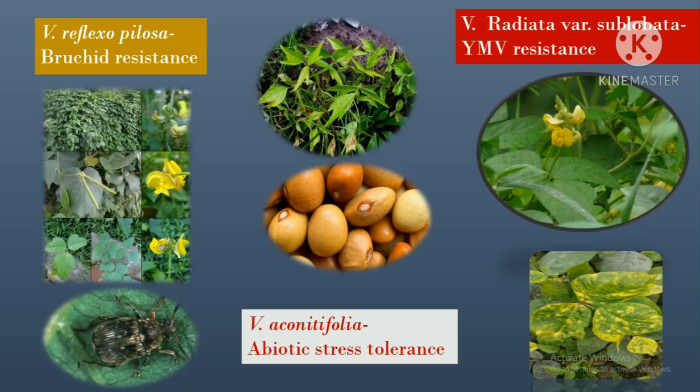High methionine content, high tolerance to saline and alkaline, yellow mosaic virus resistance are present in Vigna radiata variety sublobata. Drought tolerance and highest heat tolerance is present in Vigna aconitifolia.